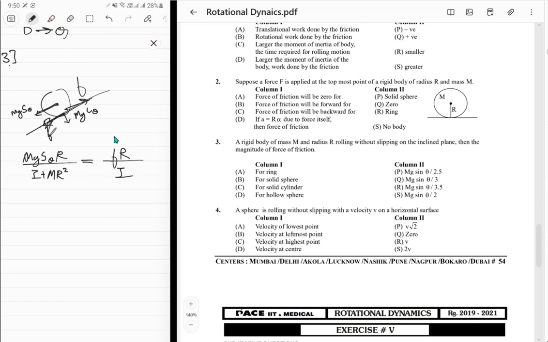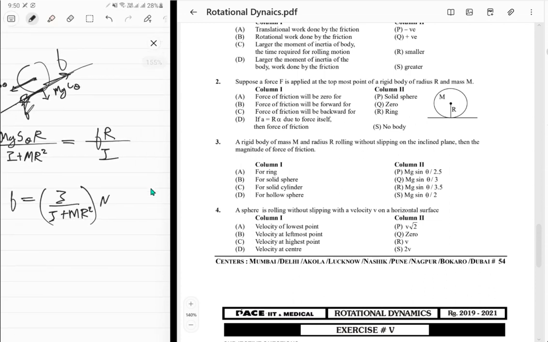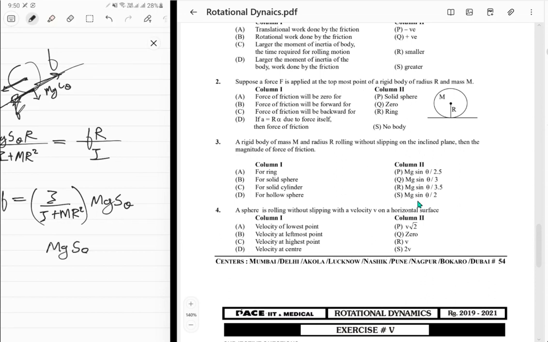Okay, so this is saying that the friction will always be positive. Anyway, f is equal to I upon I plus mr squared times mg sine theta, right? So everywhere you have this mg sine theta, and then you have something in the reciprocal. So really what we're looking for is mg sine theta upon 1 plus mr squared upon I, which I'll say is 1 upon eta. So here eta will be I upon mr squared.